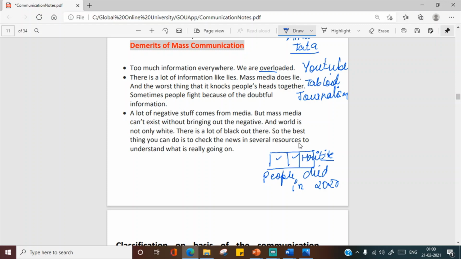So there is such negative stuff from media. There is so much violence that is being shown on the media. Some small thing also happens, they exaggerate so much on the mass media. So this is a demerit, and the world is not only white, there is a lot of black out there. So the best thing you can do is to check out news in several resources.